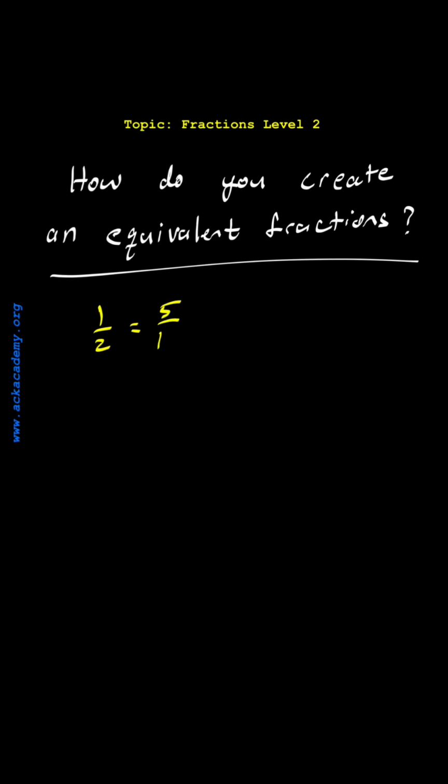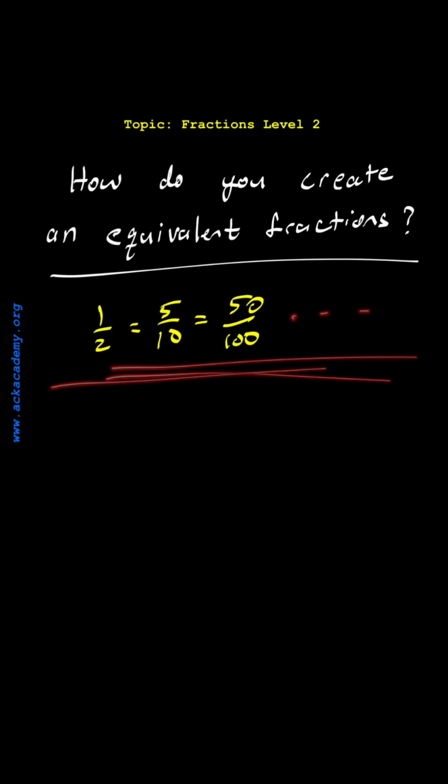So 1/2 is equivalent to 5 over 10. And we also said that 5 over 10 is equivalent to 50 over 100. These are all equivalent fractions. So then how do you create this? How do I continue generating more equivalent fractions? Think about that. How do I get from here to there and here to there?